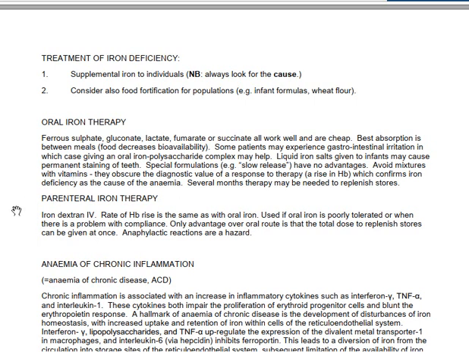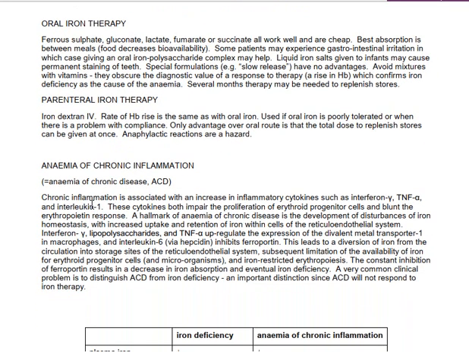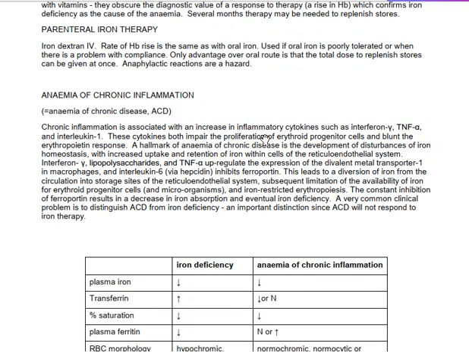Is it clear? So iron dextran IV can also be used, and the rate of hemoglobin rise is the same as oral iron. So there is no particular preference between oral iron and parenteral iron. It is used if oral iron is poorly tolerated or poorly absorbed. Is it clear? The only advantage that parenteral iron has over oral iron is that it replenishes the iron stores more than oral iron, but the rise of hemoglobin is going to occur at the same time.